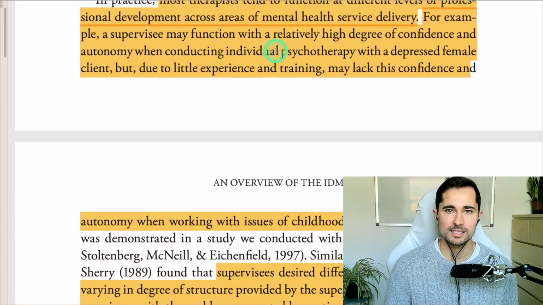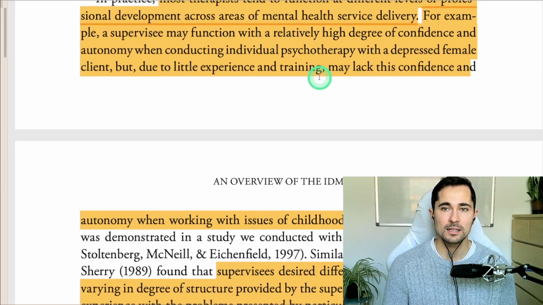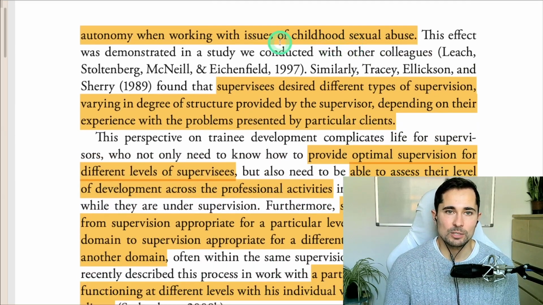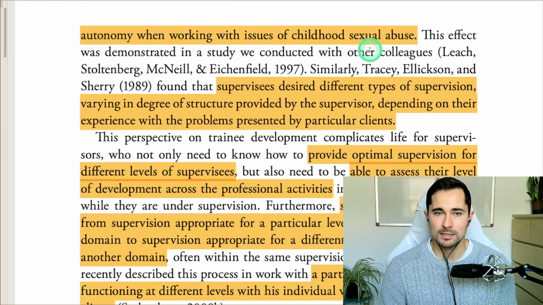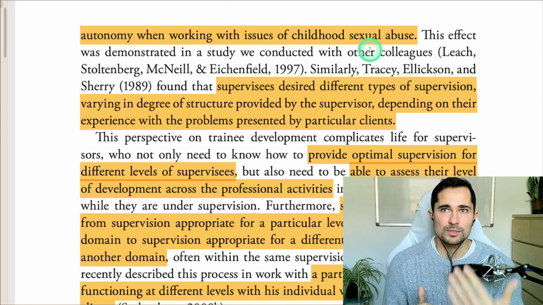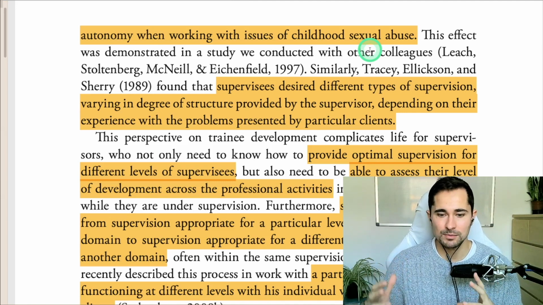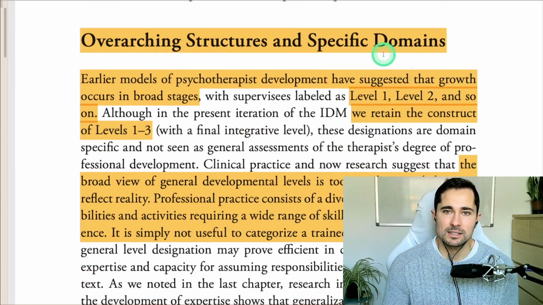However, most therapists tend to function at different levels across areas of mental health service delivery. For example, a supervisor may function with a relatively high degree of confidence and autonomy when conducting individual psychotherapy with a depressed female client, but due to little experience in training, may lack this confidence and autonomy when working with issues of childhood sexual abuse. So it's not as simple as labelling someone a level 1 therapist, a level 2 therapist, but they might be level 1 at offering cognitive interventions, but level 3 at offering assessments. So we might have different levels of confidence and experiences in different areas of our profession. That makes sense. And it's these areas that we're calling domains.